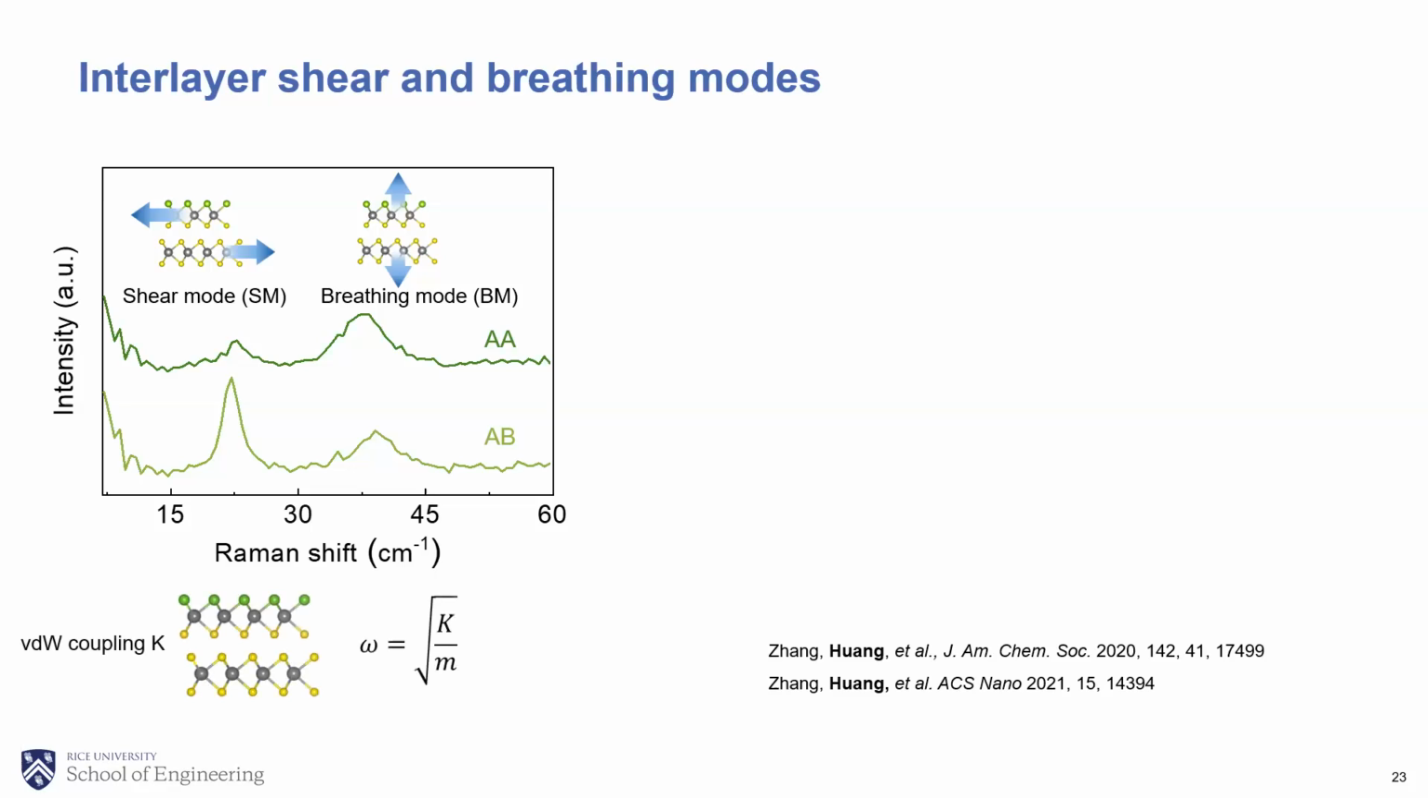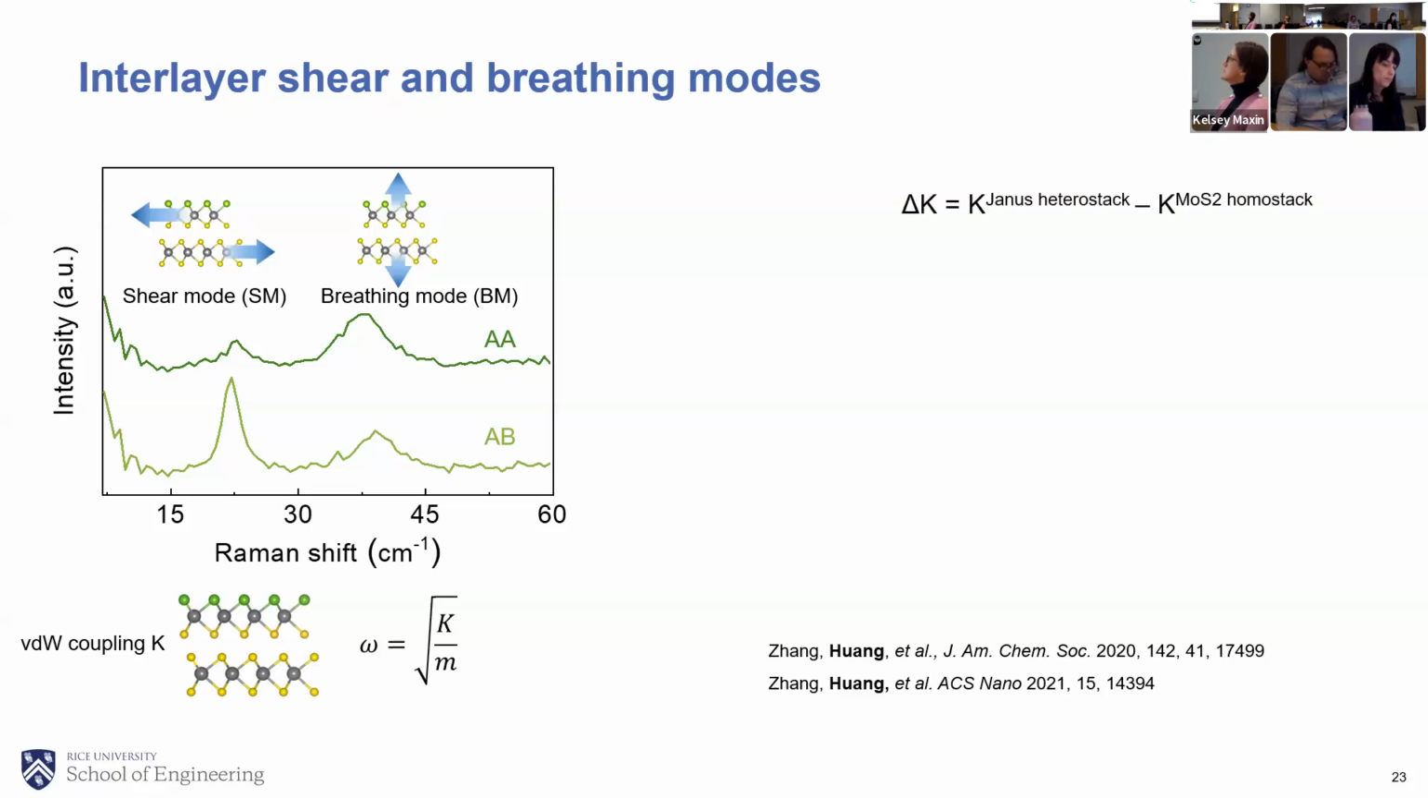In the linear chain model, we can calculate the frequency of the Raman spectra using this equation. Here K is the van der Waals coupling between the two layers. So from the frequency that's measured by Raman and the reduced mass, which is the M in the equation, we can actually calculate the K, the van der Waals coupling strength.